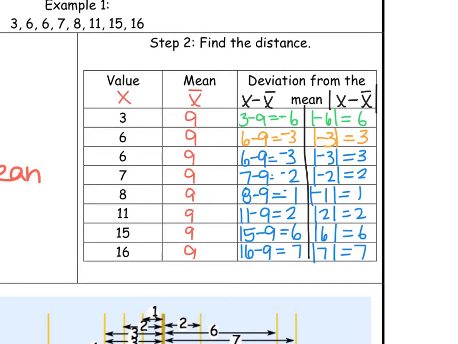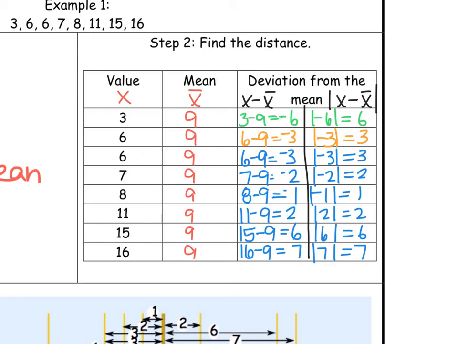I went ahead and found all the deviations from the mean. So again, I'm just subtracting the x bar, or the mean, from the value. And what I did here is found the absolute value of all these, because we're calling this MAD, or mean absolute deviation. So if I took the absolute value of -6, it's 6, -3 is 3, and so forth. So now I want to find the average of these distances. So I want to find the average of 6, 3, 3, 2, 1, 2, 6, and 7.